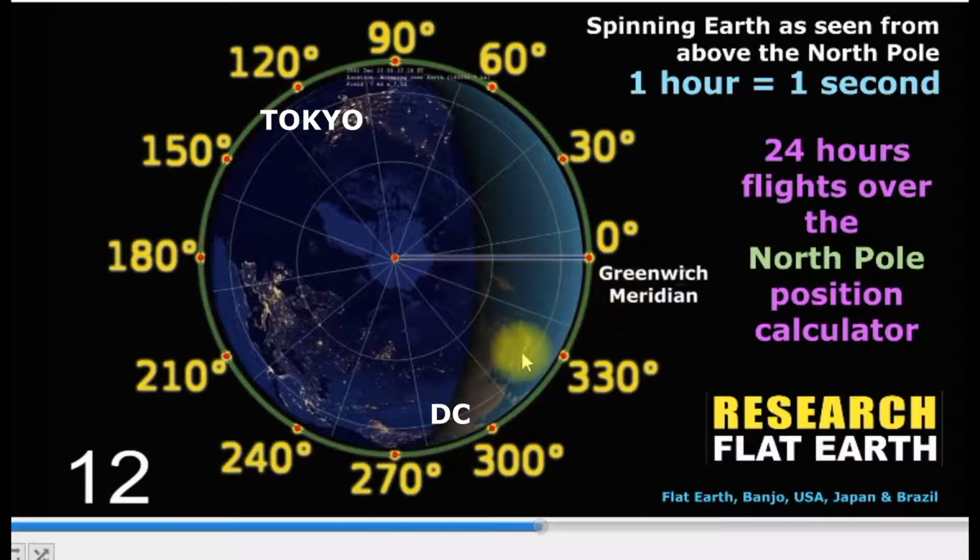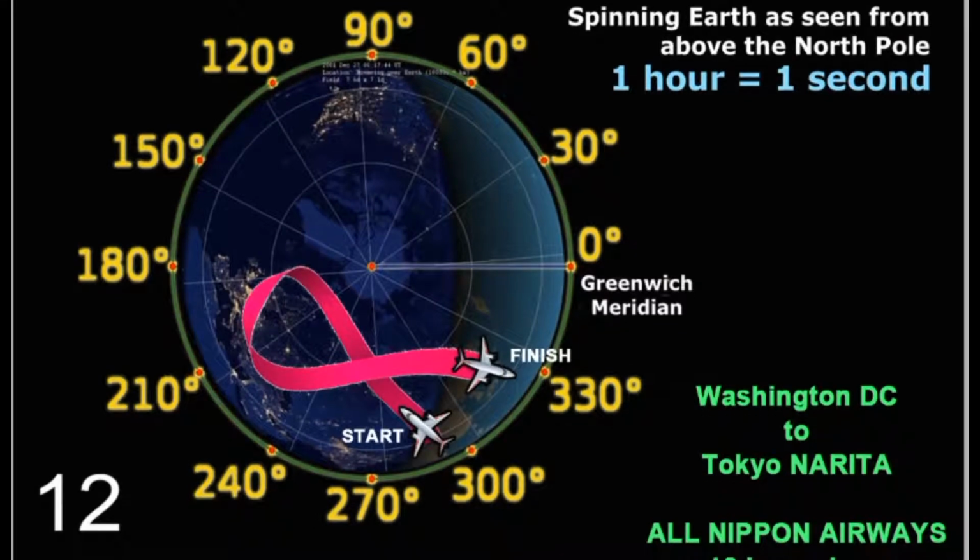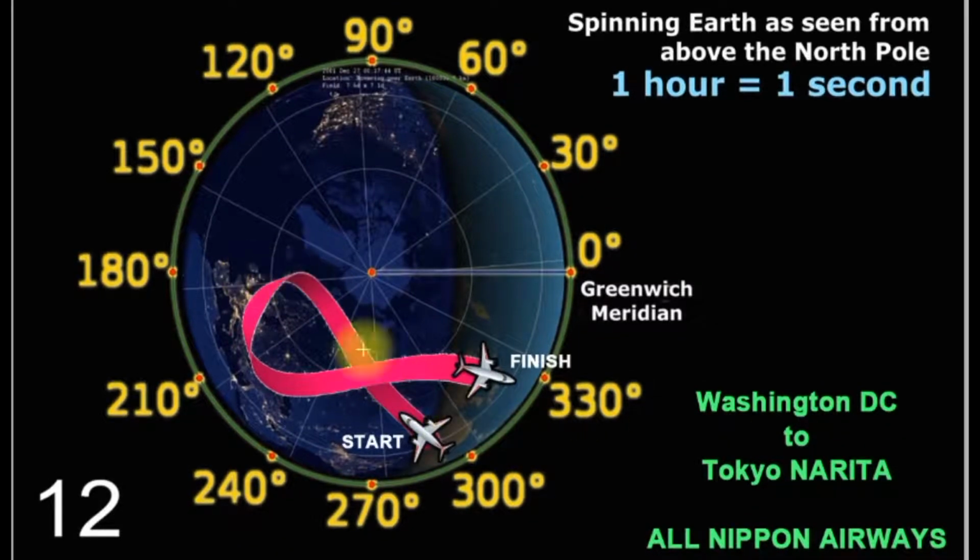Now Japan is right here. Remember, the plane took off from here. Here it is, the final route for this plane. It took off from DC towards Tokyo, which was right here. He ended up right there. So this is the flight route for this flight, from the moment the plane took off to the moment it landed.